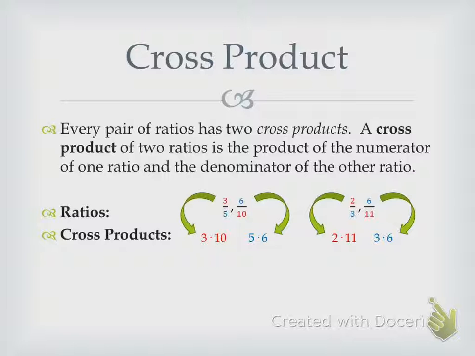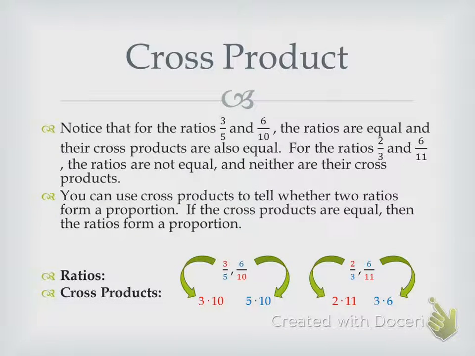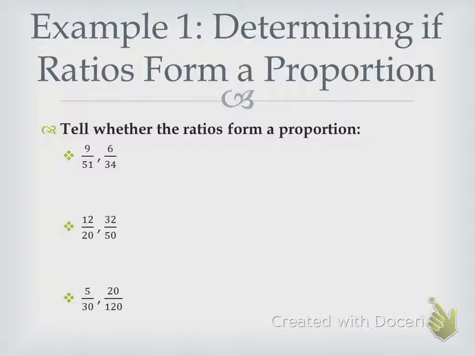All right, and we see this in example 1 when it asks me to determine whether or not the ratios form a proportion. Here I'm not really solving for anything. I'm simply trying to figure out if these ratios form a proportion. Remember, a proportion means that two ratios are equal. So how do I know if they're equal? Well, I'm going to multiply their cross products.